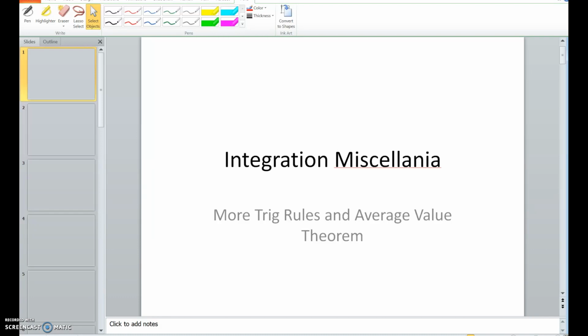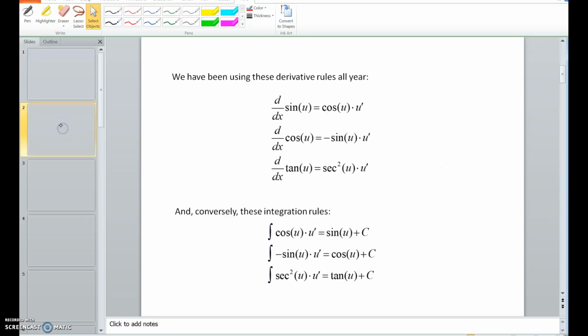Curl up, grab a mug of cocoa, get comfy, and let's talk about integration odds and ends, aka integration miscellanea. So we just got a couple things that we need to wrap up before we move on to applications of integration. More trig rules and something called the average value theorem.